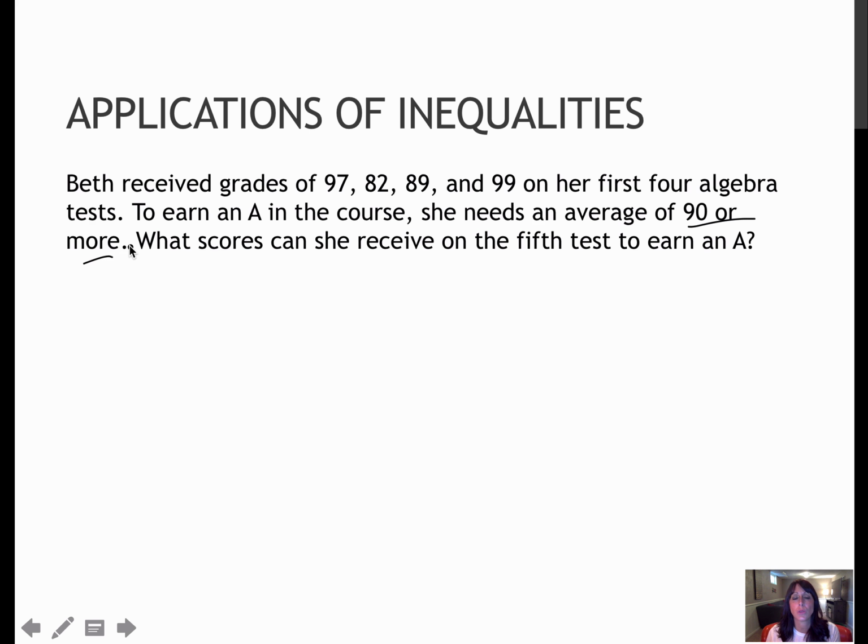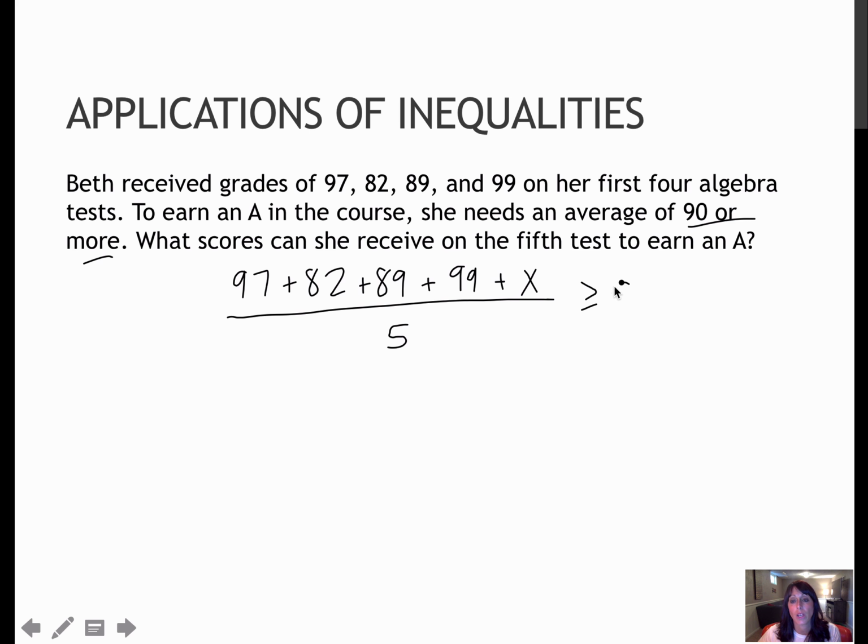So what we need to do is create an inequality that will help us solve for what score she can get on her 5th test to earn an A. If she's trying to find the average of her scores, she's going to take all of her scores plus x, where x is that 5th score, all divided by 5. The sum of my scores divided by 5 scores gives me an average. I need that average to be greater than or equal to 90.